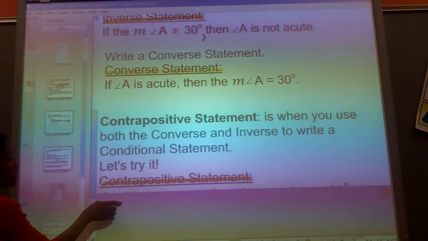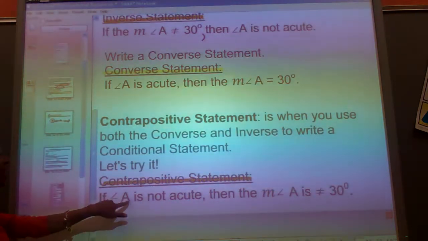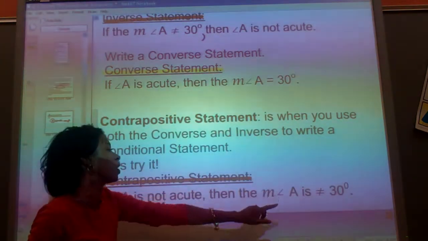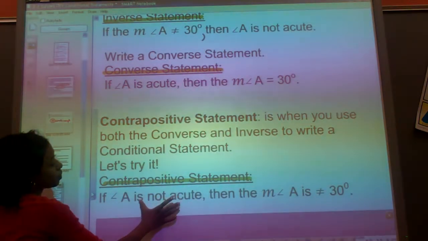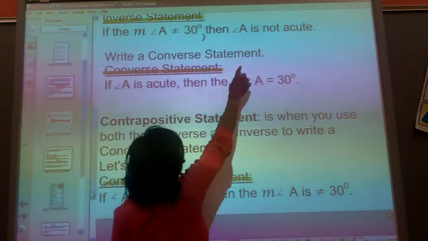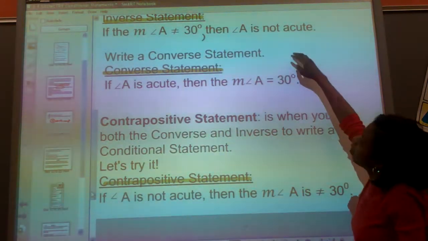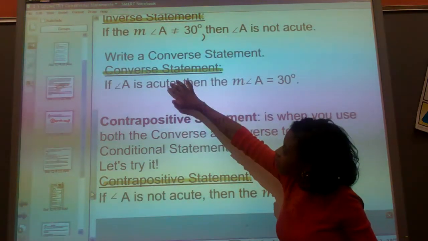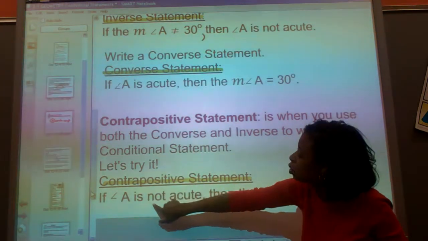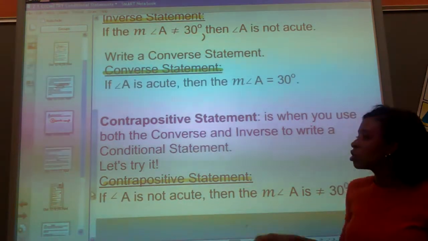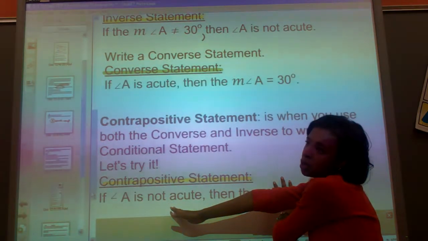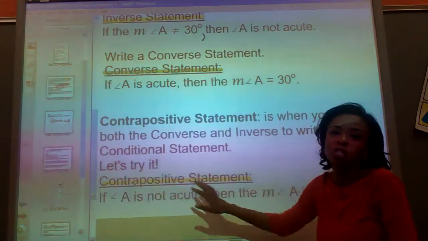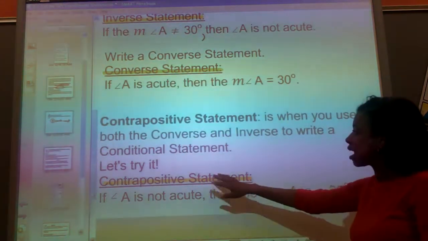So here's the contrapositive. Again, if angle A is not acute, then the measure of angle A is not equal to 30 degrees. I did two for the price of one. Remember, "is acute" was originally from the inverse. It was up here at the top. For our converse, it was switched around. So now here's my converse. Acute is down here. I've also included the negation or the inverse and put the not. So I'm doing two things when I do contrapositive. I'm going to switch the hypothesis and conclusion, and at the same time, I'm going to use the not or the negation.